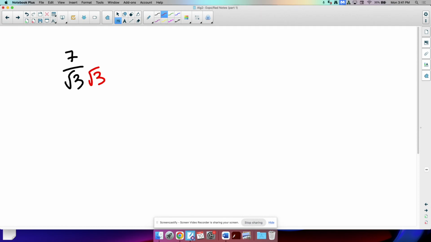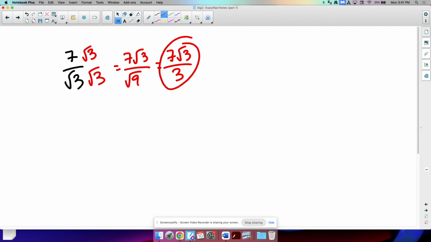So if I take my bottom times root 3, I also have to do the top times root 3. 7 is outside, 3 is inside. 3's are both inside, so they can multiply. The square root of 3 over the square root of 3. The square root of 9 is 3. Number is outside, the 7 and 3 don't reduce, so we're just done right there.